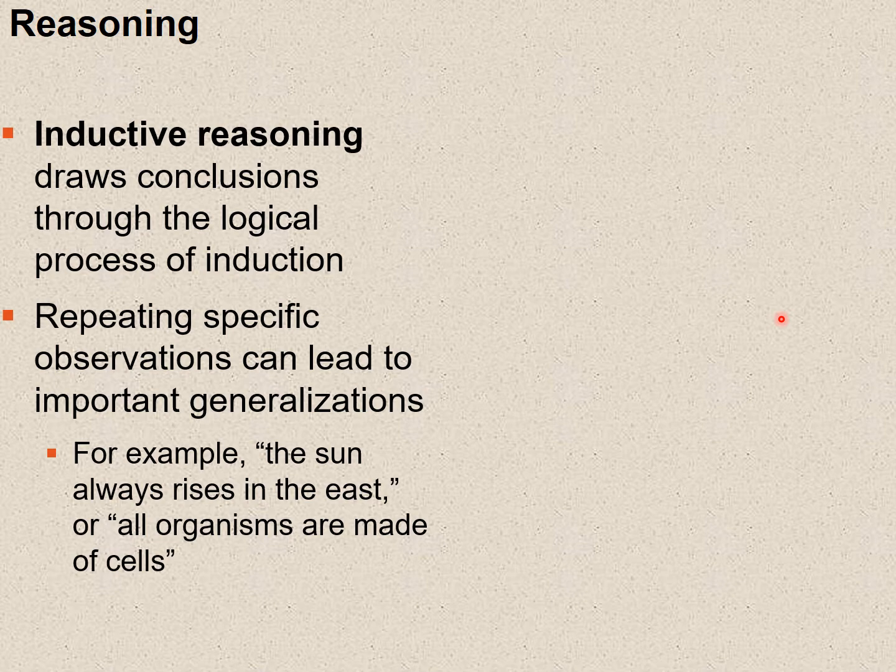Another example is you could say that all organisms are made of cells. We know just from observations that every single living organism is made up of one or more of what we call a cell, the smallest living unit of life. So that's repeated observations. We've seen that over every organism that we've identified.